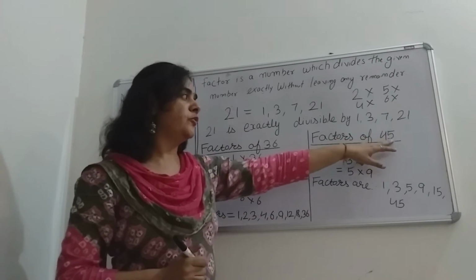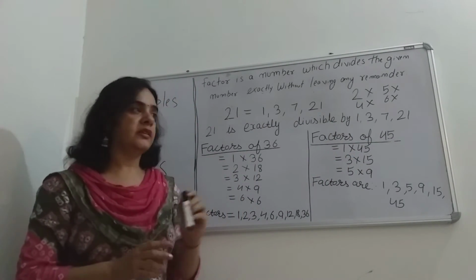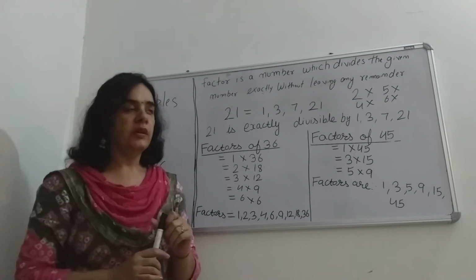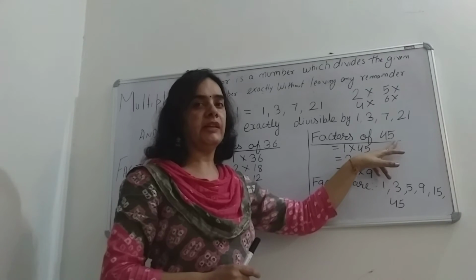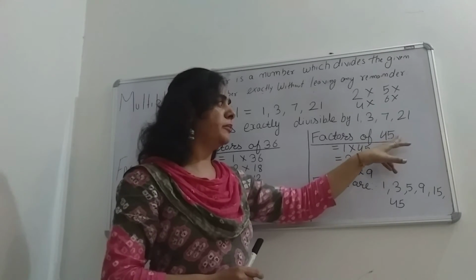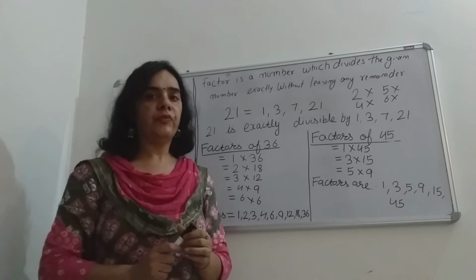Next we will try 4. If you divide 45 by 4, you will see that the remainder will not be 0, the remainder will be 5. It is not completely divisible. So 4 is not a factor of 45.